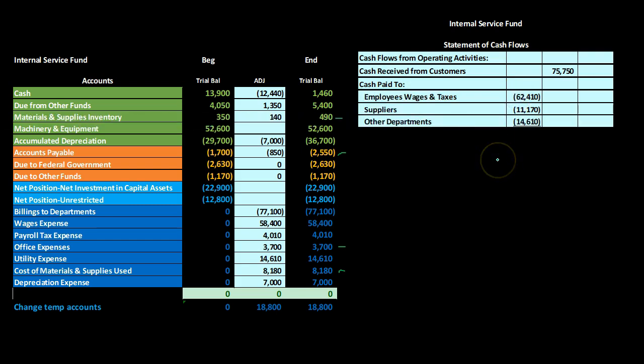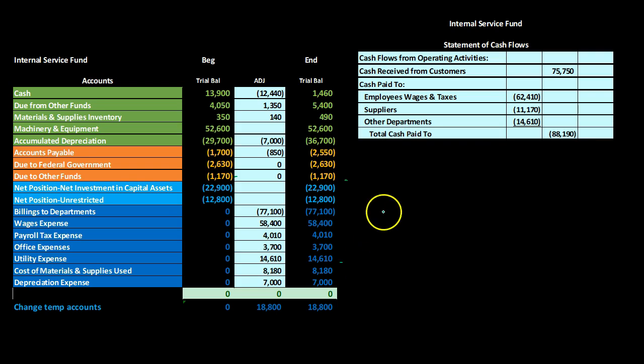Then we have the other departments. And the other departments is going to include the due to others. So we've got the due to others, and we've got the 14,610 in the utilities expense, because the utilities expense is the other department that is a governmental department, utilities. And that's going to give us the 14,610. Then if we were to add these up, we get the 88,190. So that's total cash paid to.